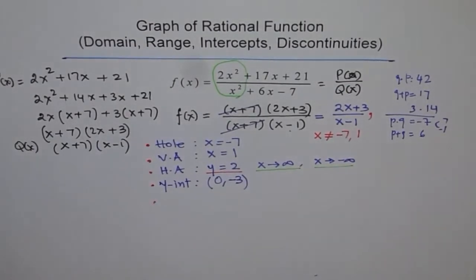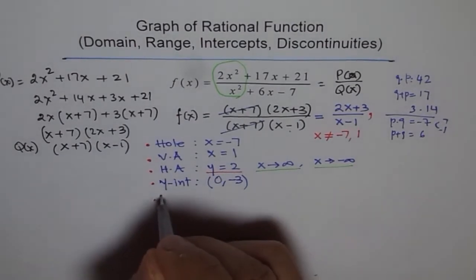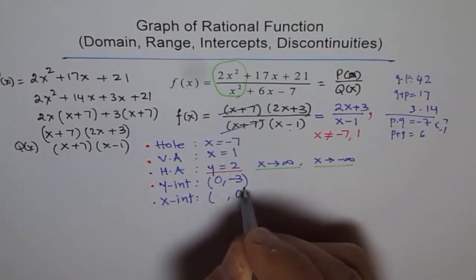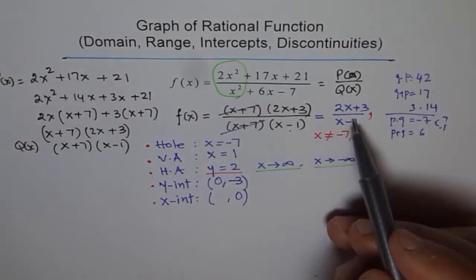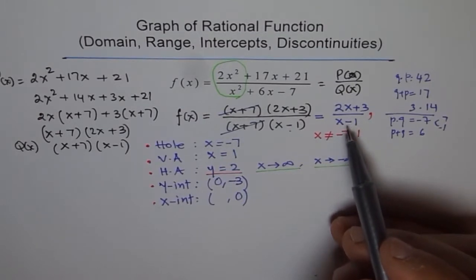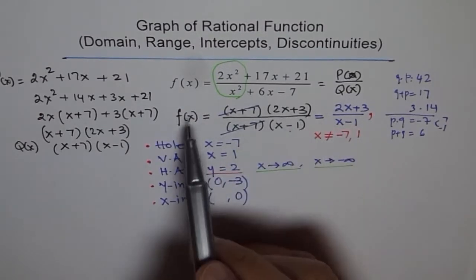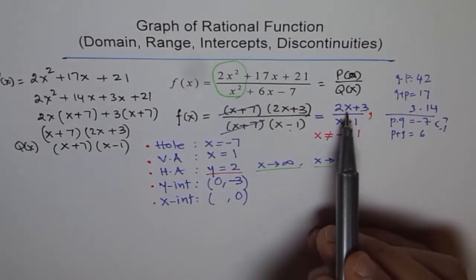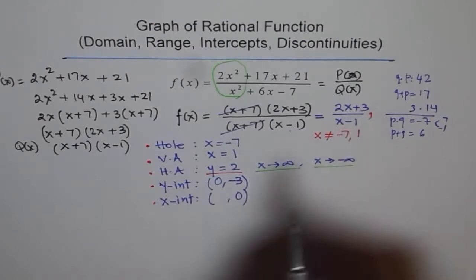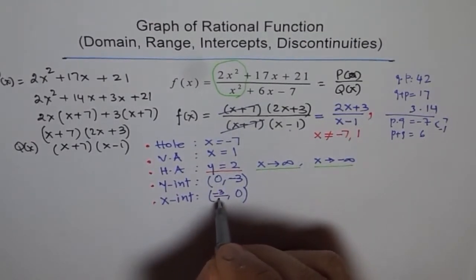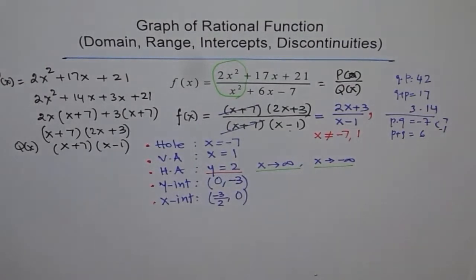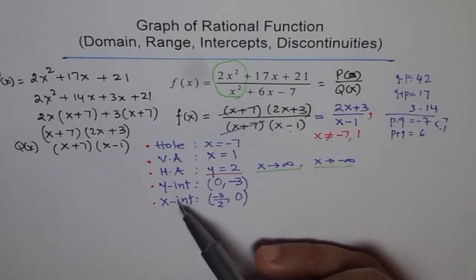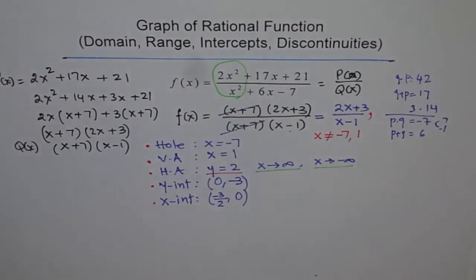Now, as I said earlier, we'll come back to the x-intercept, right? The x-intercept is a point where y is 0, and we are trying to figure out where the graph will cross the x-axis. That x point is the x-intercept. Now, if y is 0, that means f of x is 0. That means the numerator should be 0, right? And the numerator can be 0 for the value of x equals minus 3 over 2. So minus 3 over 2, or minus 1.5, is your x-intercept. So you see, we have got all the critical parameters which will help us to sketch a beautiful graph here.